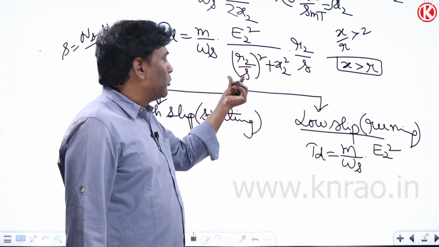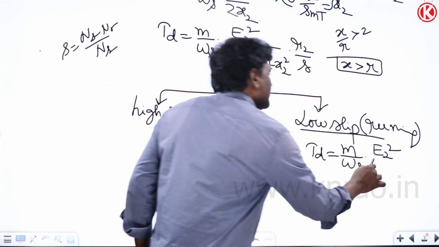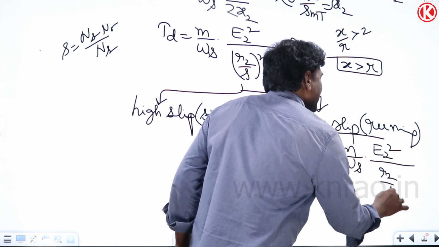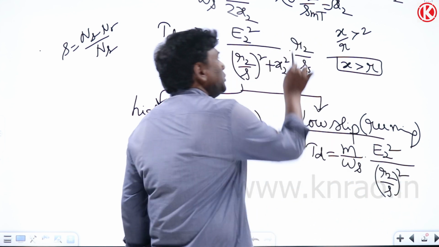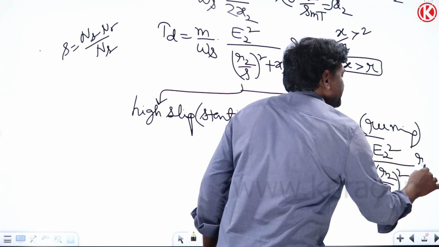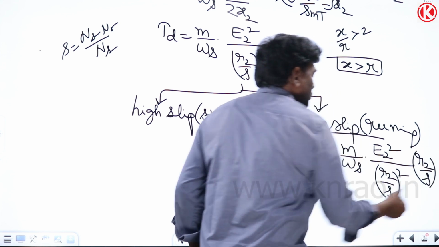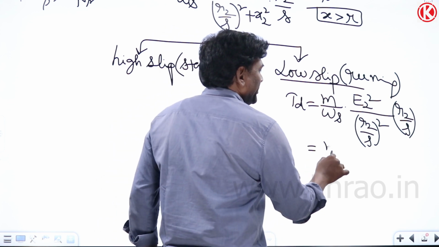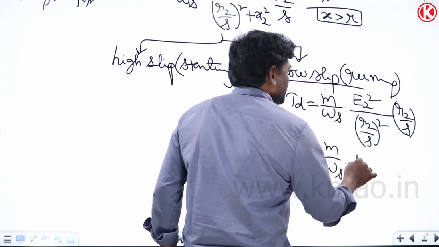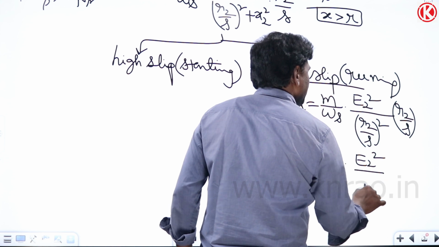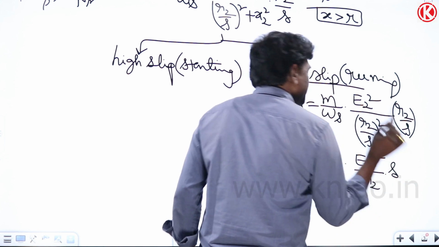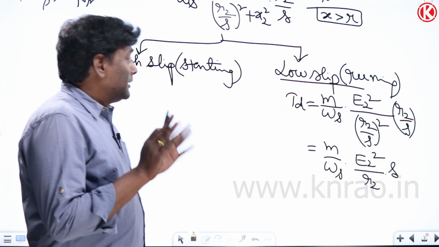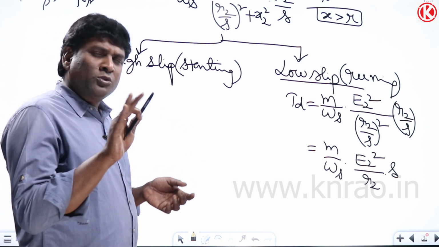R2 by S is going to be more, so we have to keep it divided by (R2 by S) square, into, in the numerator, R2 by S. So R2 by S and R2 by S is going to be cancelled, such that this is going to be m by omega s into E2 square by R2 into S. Stay tuned, because multiple times you do this mistake, or most of the guys.